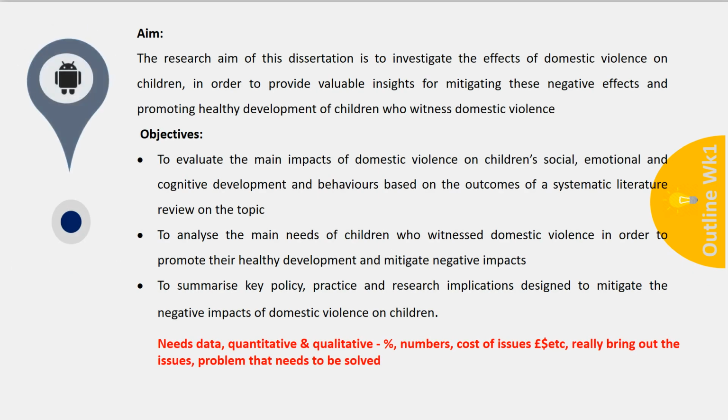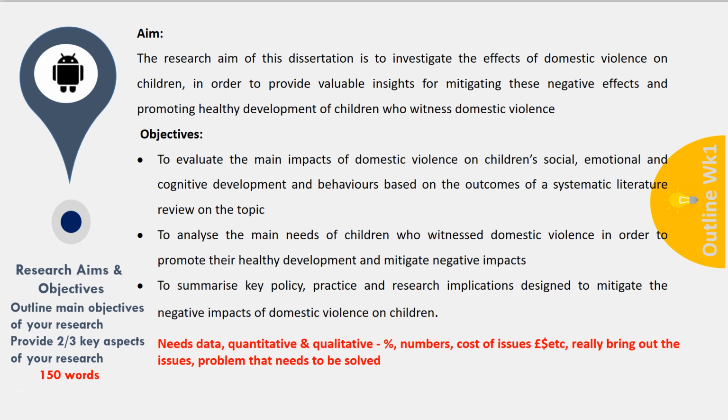And then we focus on the aims and objectives of your research, approximately 150 words. And here we're looking at the research aims and objectives: outline the main objectives of your research, and provide 2 or 3 key aspects of your research. So let's take an example here of an aim and supporting objectives of a research project.